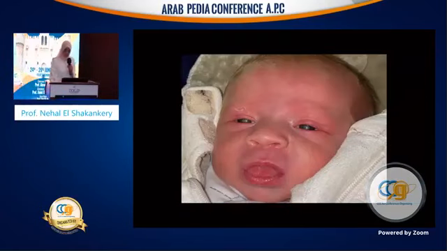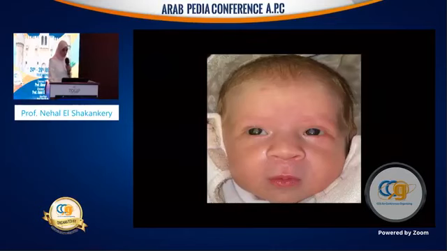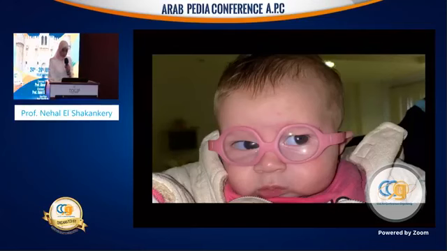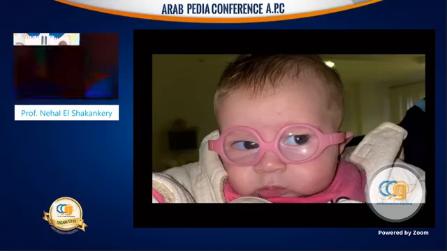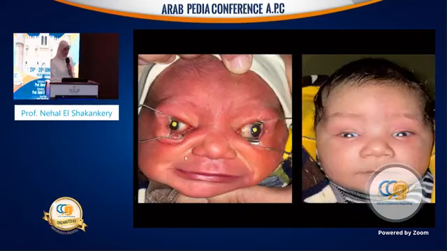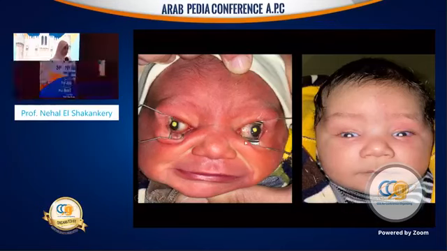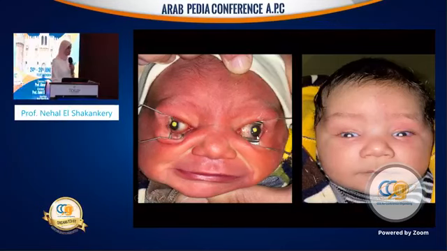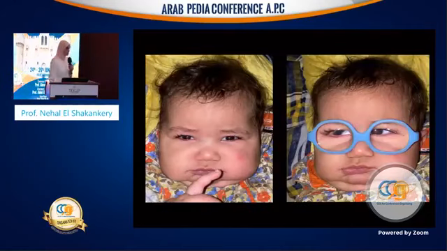Another baby here had jaundice, and after she was controlled, this is bilateral congenital cataract. Here, a few weeks and a few months after surgery, the vision was preserved and we were able to prevent blindness. Another baby here, you can see even the cataract is colored yellow from the jaundice. After she was treated by the neonatologist, and a few months after cataract surgery, the baby was seeing perfectly.